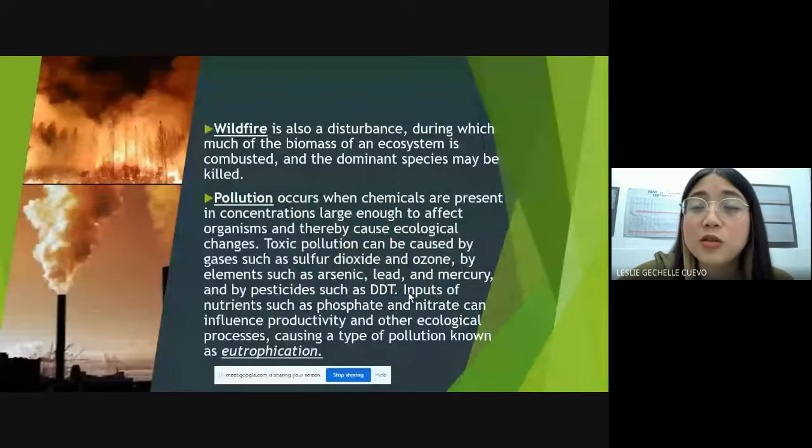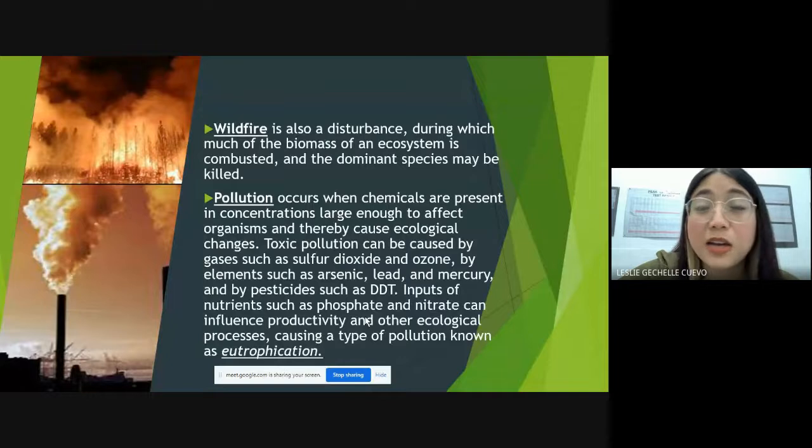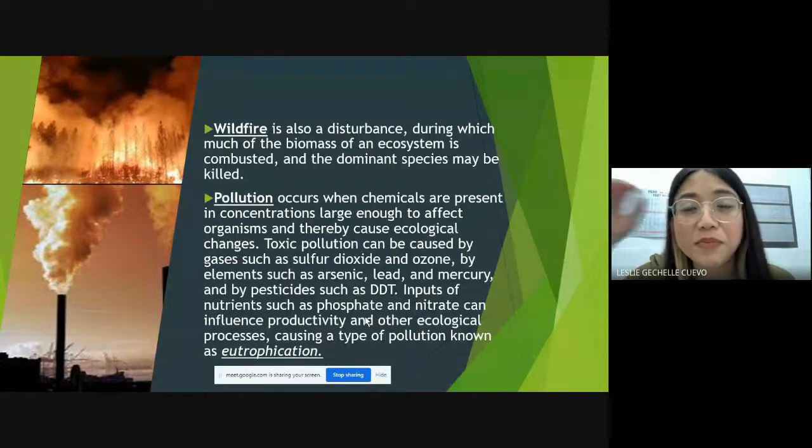Wildfire is also a disturbance during which much of the biomass of an ecosystem is combusted and the dominant species may be killed. Yung mga hayop na nandun, maaaring o malaki ang tsansa na mamatay sila.